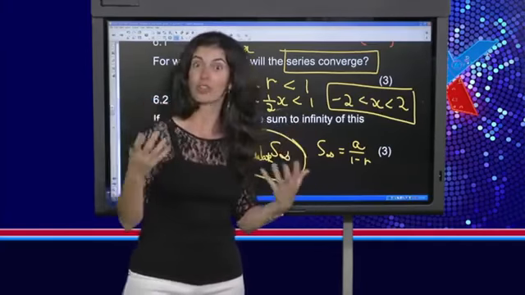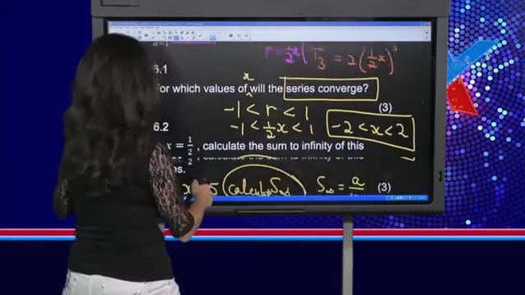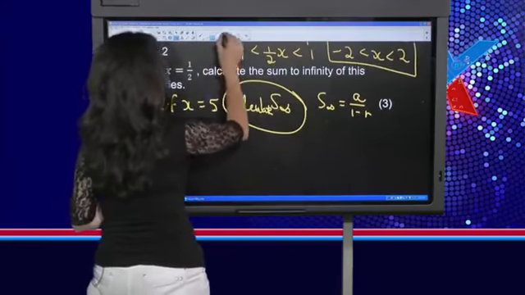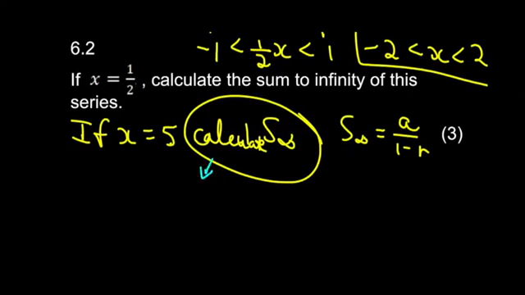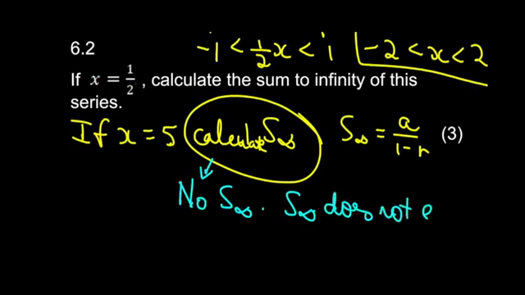Okay, so we would say for the yellow one that this would be impossible to calculate. No sum to infinity, or sum to infinity does not exist as x is bigger than 2. Okay, and you would have said that from the previous statement.